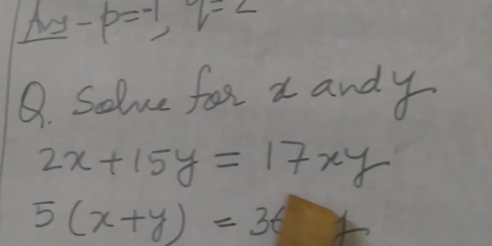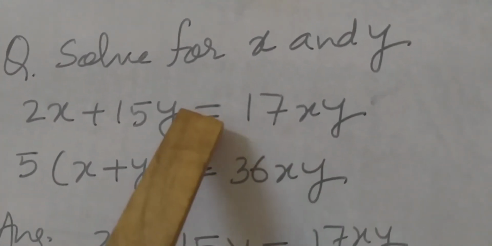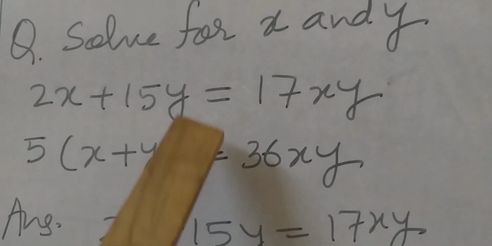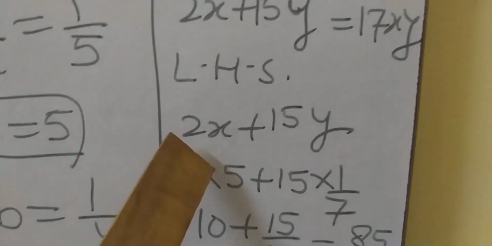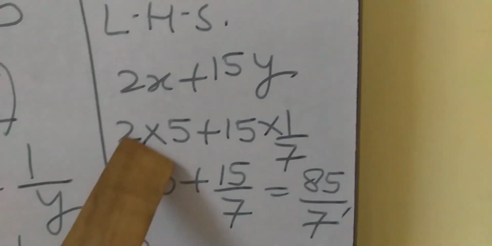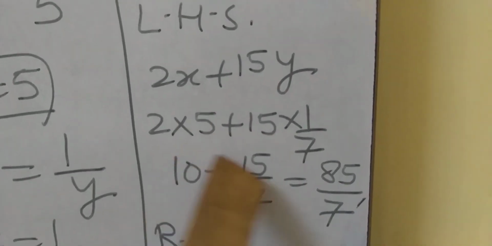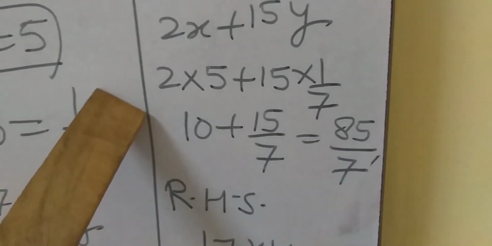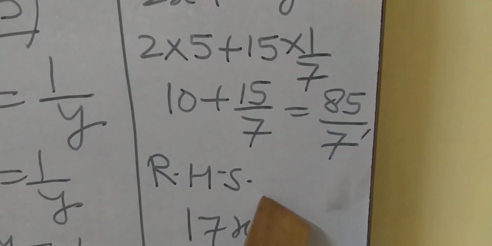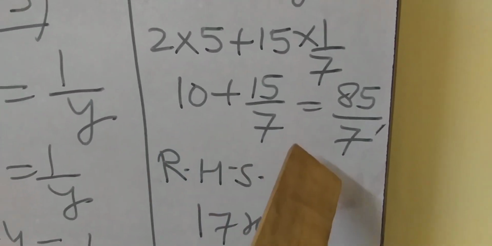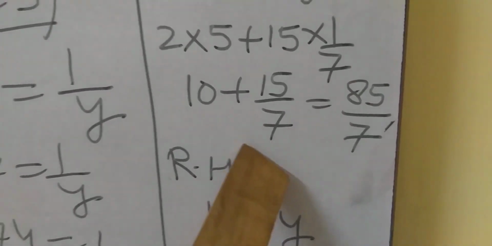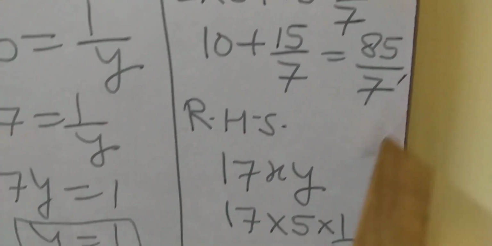Let us check the answer. Students, this is the equation number 1 and 2. We will take any one and check our answer. 2x plus 15y equals to 17xy. Take LHS first. Put the value of x and y. x value 5, y value 1 upon 7. So 10 plus 15 upon 7. Now when we do calculation here, then it will become 85 upon 7. 10 times 7 is 70 plus 15, 85 upon 7.